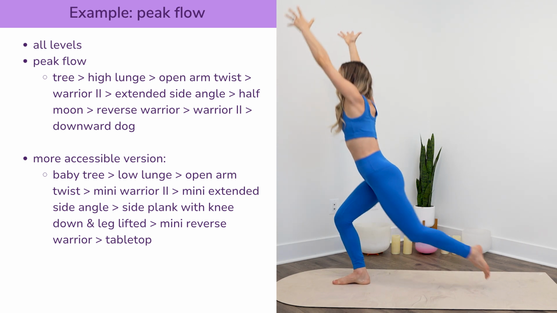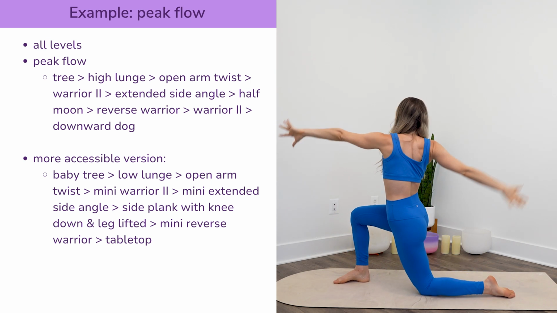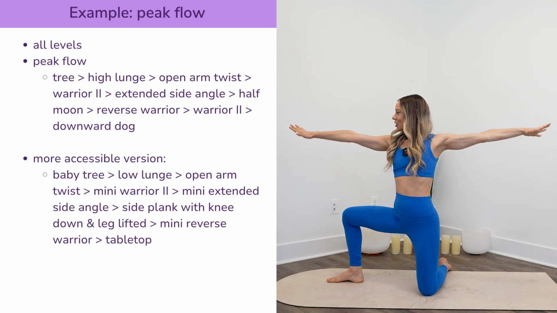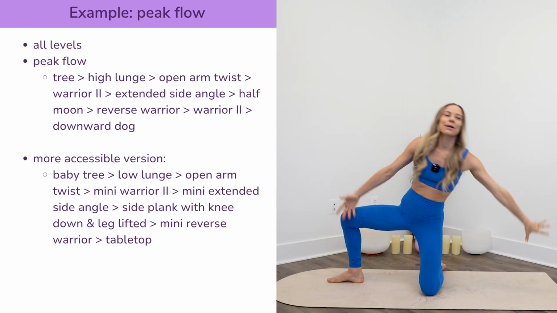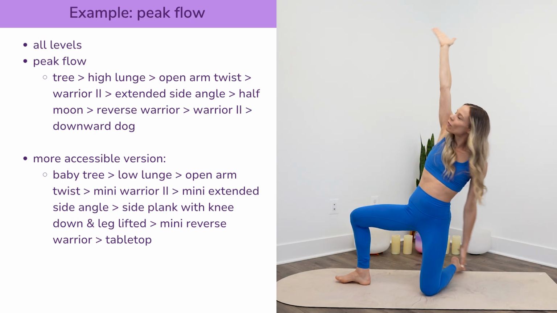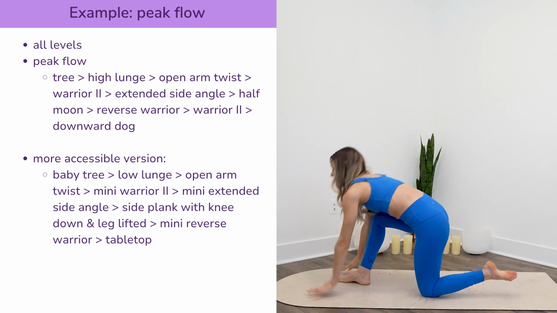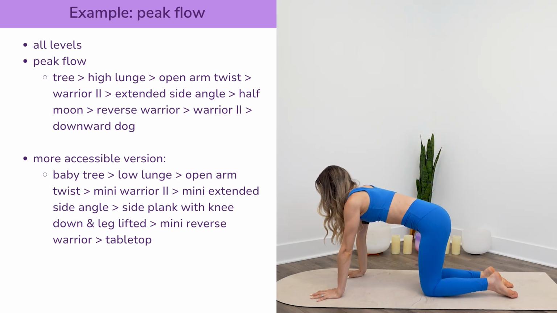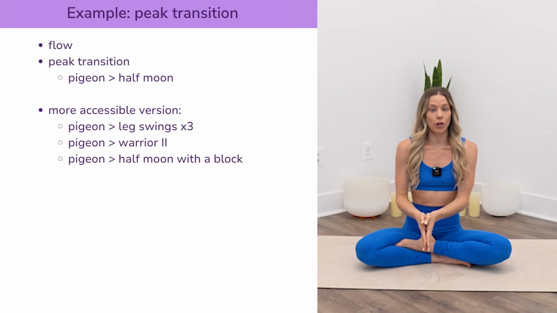Baby tree, low lunge, open arm twist, mini warrior two, mini extended side angle, side plank with the knee down and top leg lifted, mini reverse warrior, mini warrior two, tabletop.